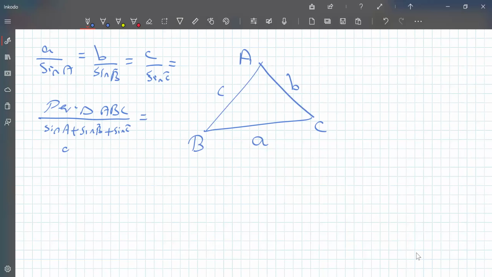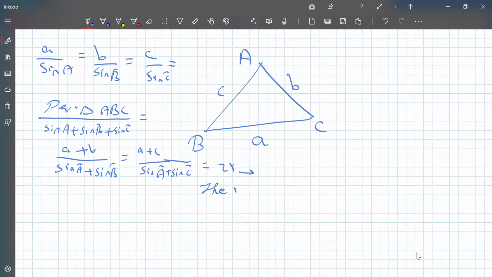برضه كان ممكن تبقى equal A plus B over sin A plus sin B or A plus C over sin A plus sin C and so on equals to R. R is the radius of its circumcircle.